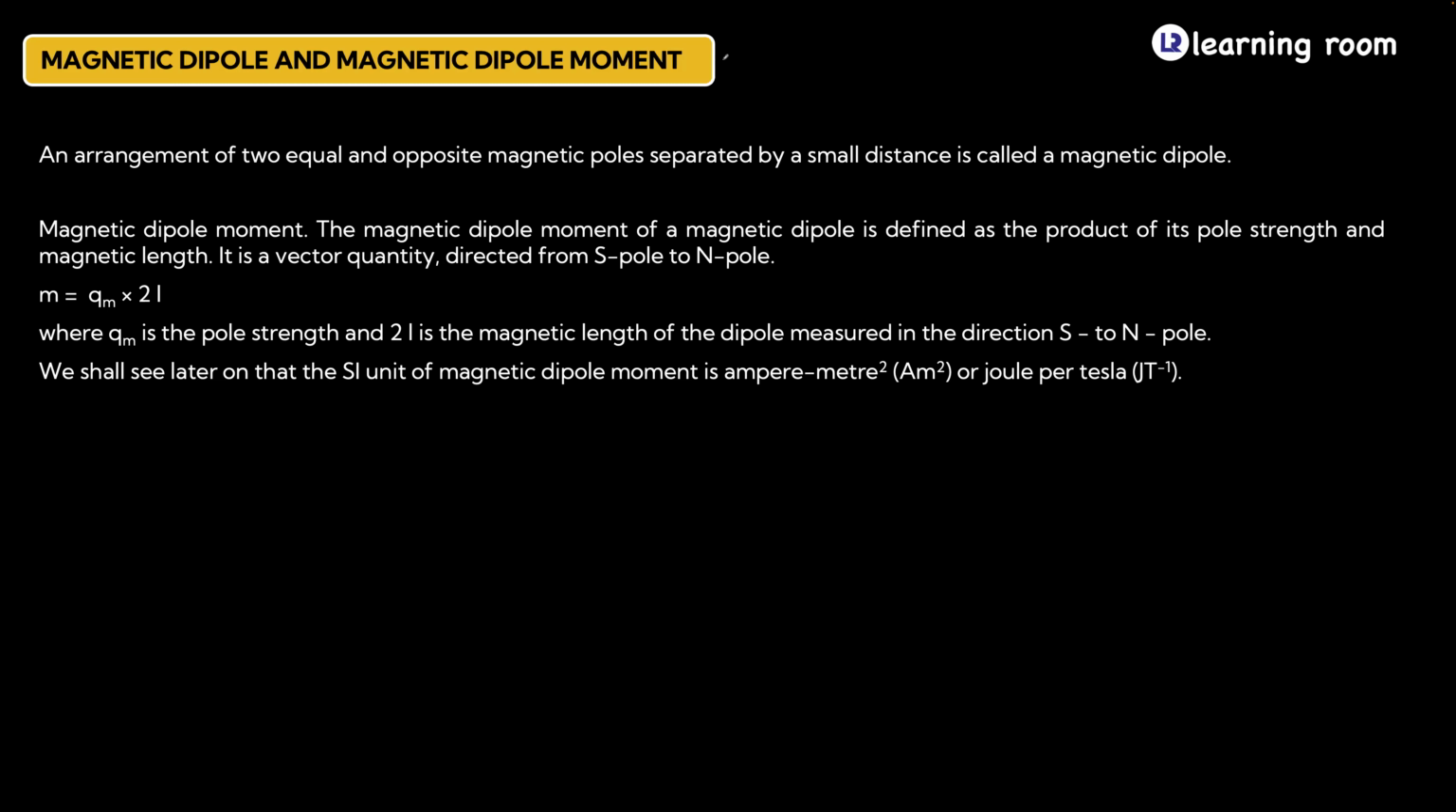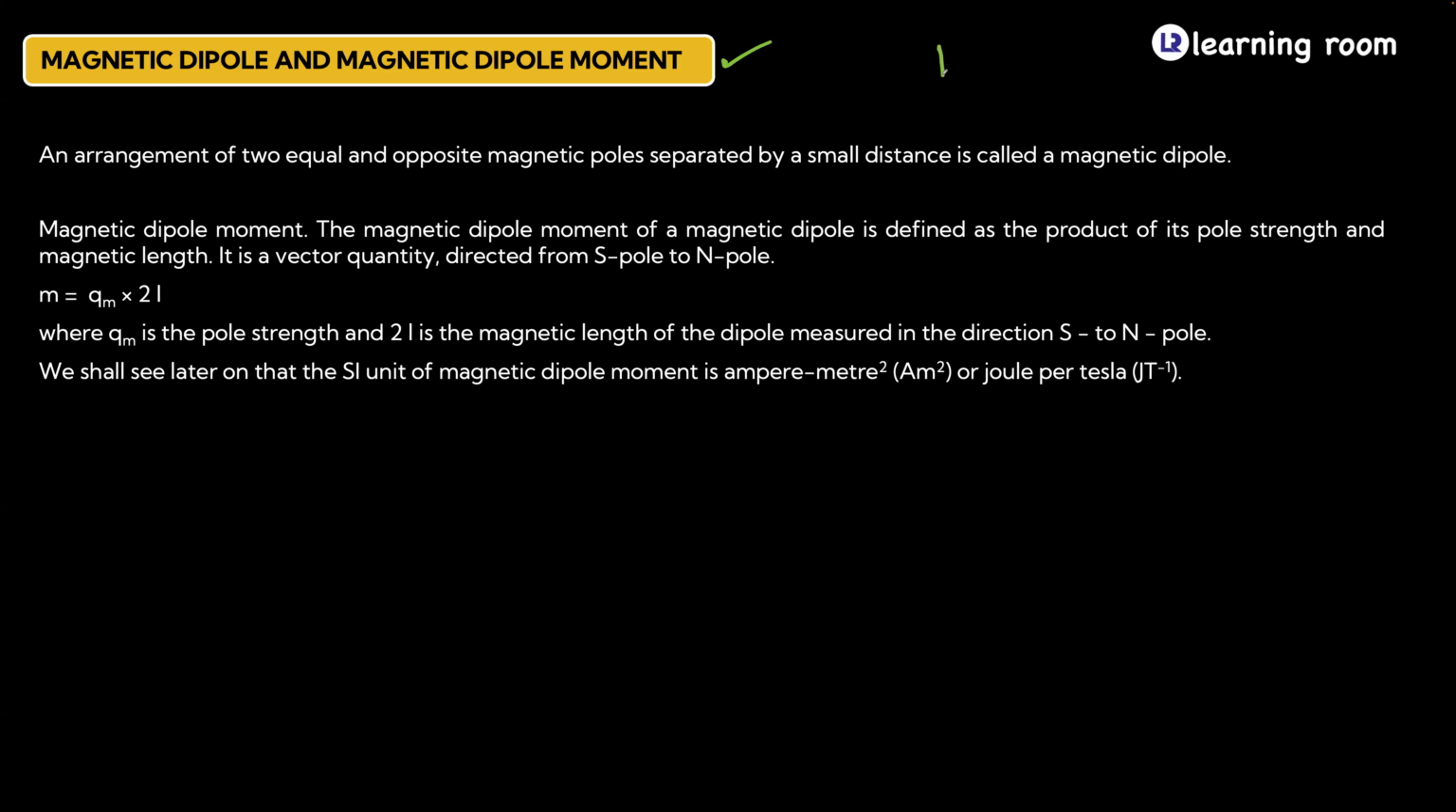So the next topic is going to be magnetic dipole and magnetic dipole moment. This is a concept that we have discussed in the previous chapter itself, if you remember. So what is a magnetic dipole? The name is suggesting, magnetic dipole means it consists of two magnetic poles, right? Then what is the magnetic dipole moment?